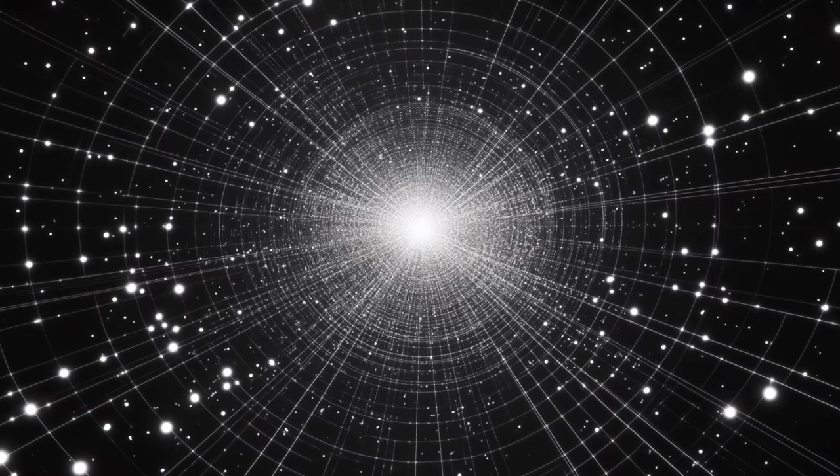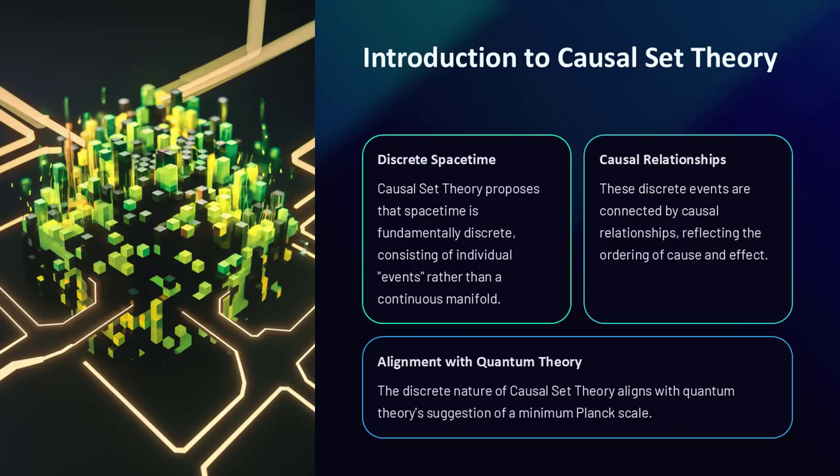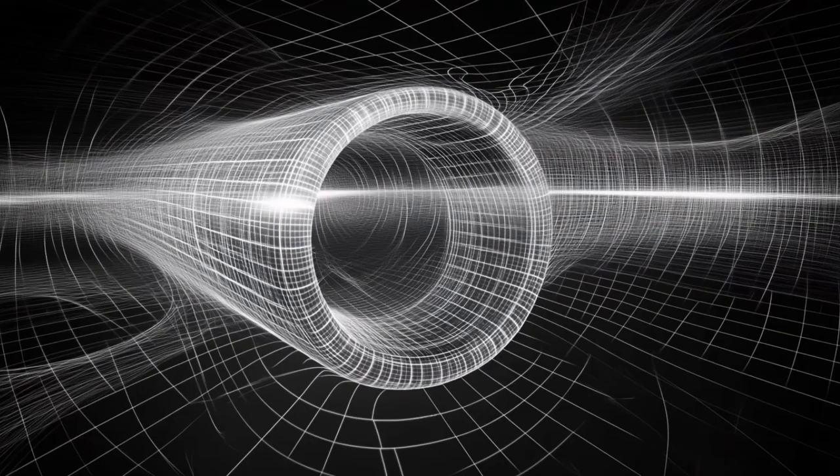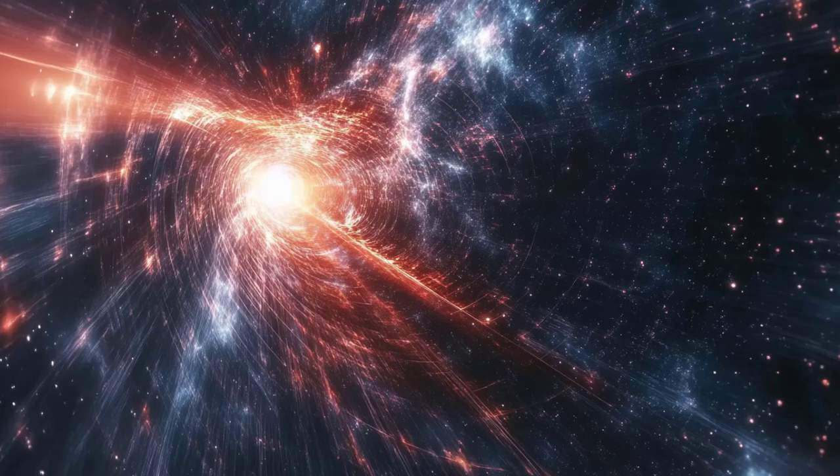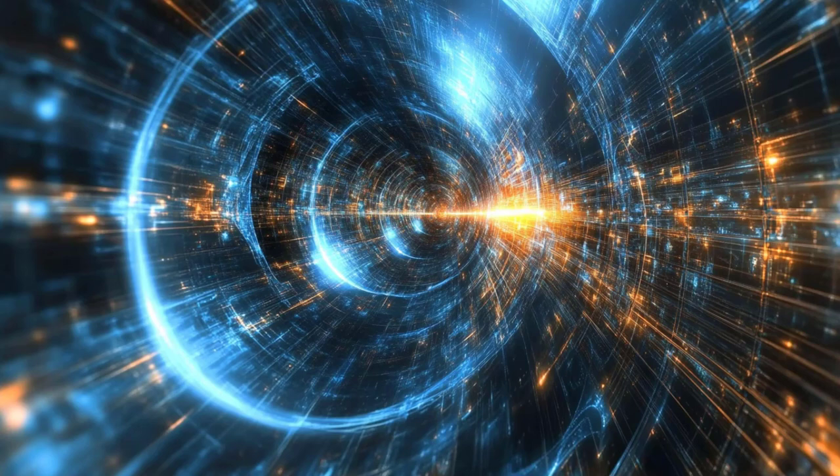This discrete nature aligns with quantum theory, which suggests a minimum scale, Planck length, beyond which the continuum description breaks down. In classical spacetime, you can infinitely zoom into smaller and smaller regions. In CST, zooming in beyond the Planck scale reveals individual events, akin to pixels in a digital image. Think of spacetime as a digital photograph. At a distance, it looks smooth and continuous, but when magnified, the discrete pixels, events, become apparent, each with its own role in the overall image.